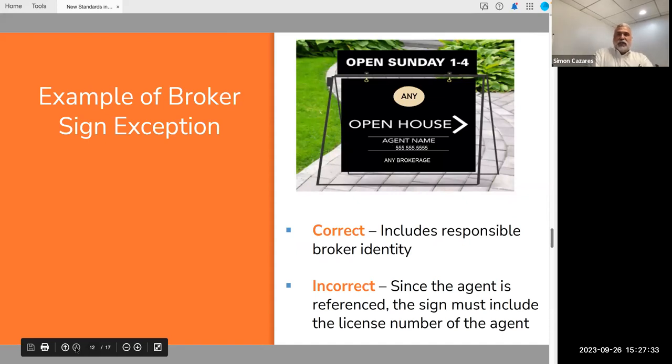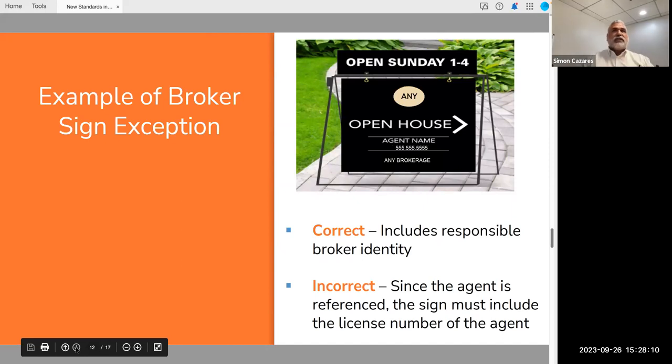Example of broker sign exceptions. If you look at the sign, open Sunday 1 to 4, open house, agent, phone number, any brokerage. What it says here is that it is correct, it includes the responsible broker. Incorrect, since the agent is referenced, the sign must include the license number of the agent. So the difference between one and the other is this. If your name is going to be on any marketing, you must include your license number. That's a given. Your name, license number. No name, no need to put a license number. But the brokerage, right?